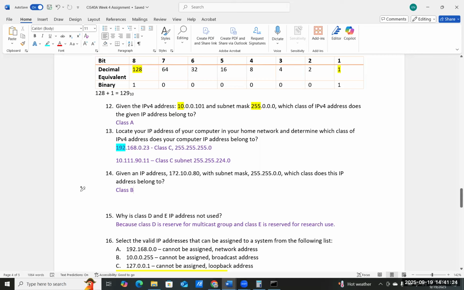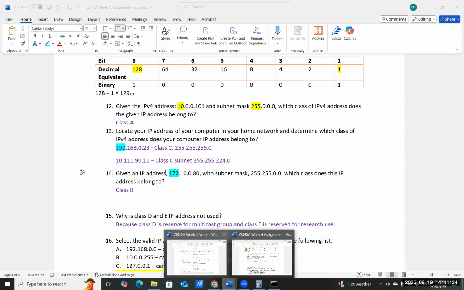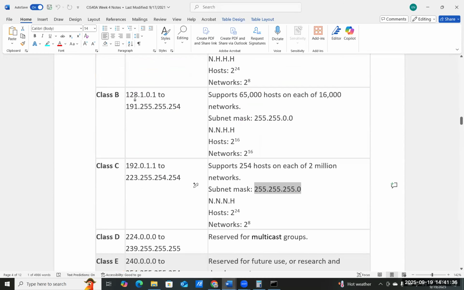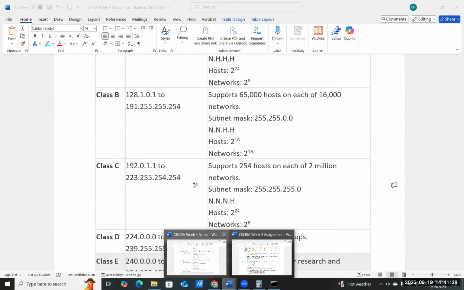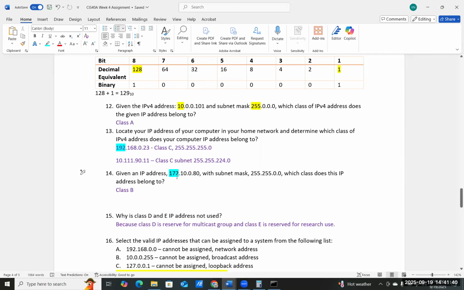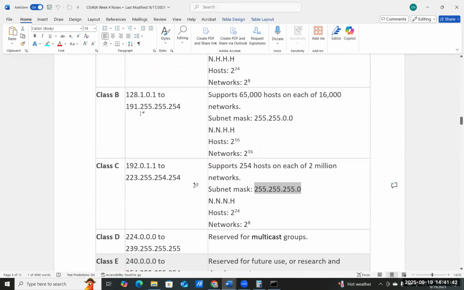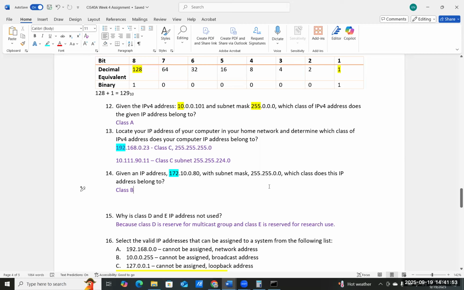Then the next question, you have 172, and then you're looking at the subnet mask here, 255. Going back to the notes, you would see that 172 belongs to this range, 128 to 191, and the subnet mask for that is 255. So that matches up, and 14 is a class B.